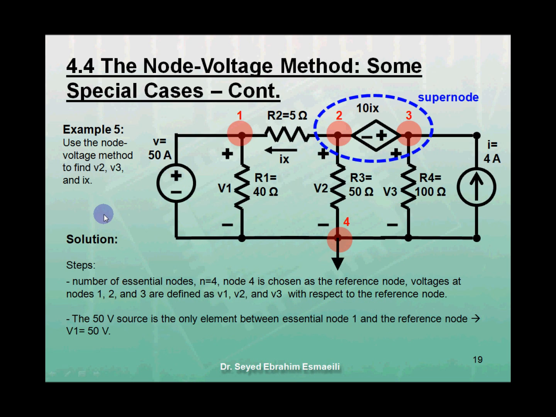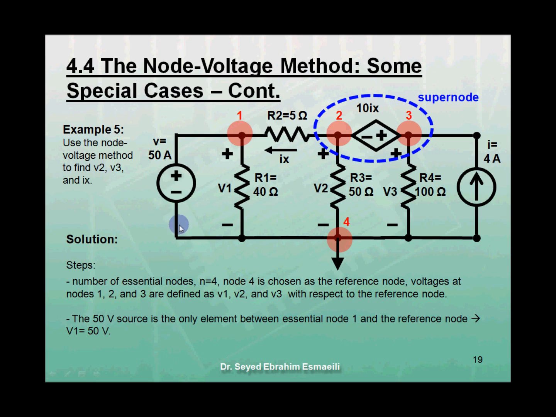In example 5, we need to find V2, V3, and Ix using the node voltage method. We start our solution by noting that this circuit has four essential nodes, node 1, node 2, node 3, and node 4, and choosing node 4 as the reference node. The voltages at nodes 1, 2, and 3 are defined as V1, V2, and V3 with respect to the reference node.